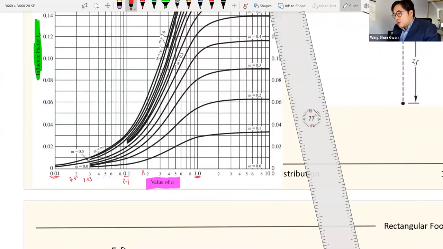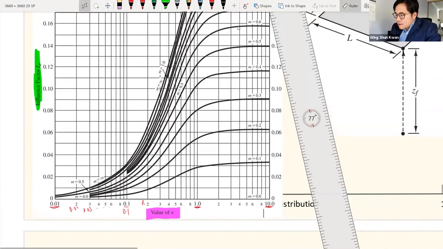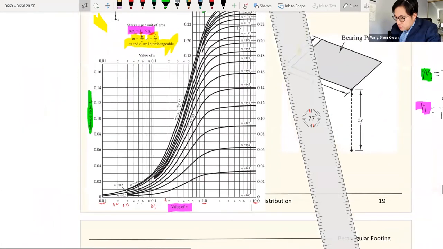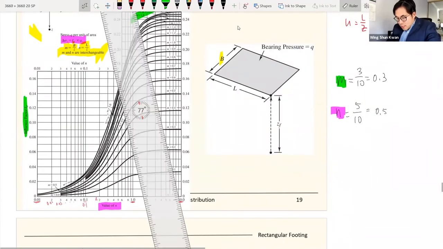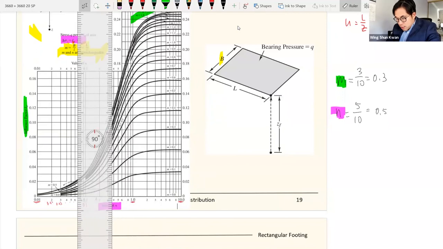And then you hit 1, 2, 3, 4, 5, 6, 7, 8. And the maximum radius is 10. So pretty much this is a log scale from 0.01 to 10. So if our N value is equal to 0.5, which means we are at the x-axis right here.